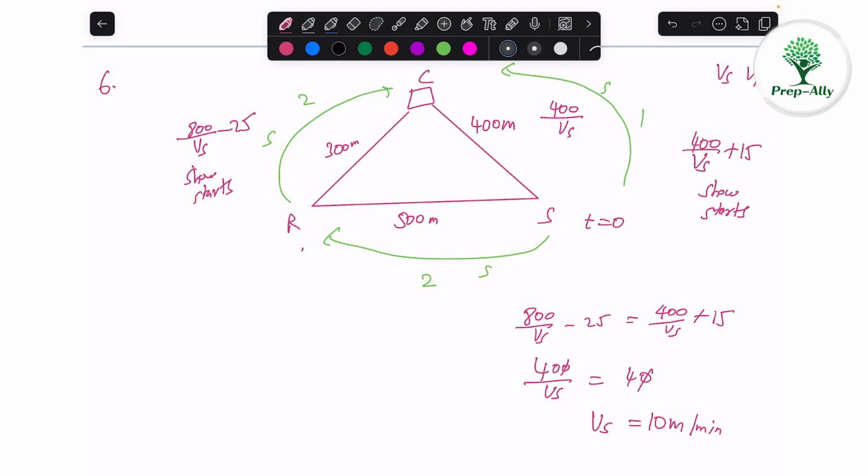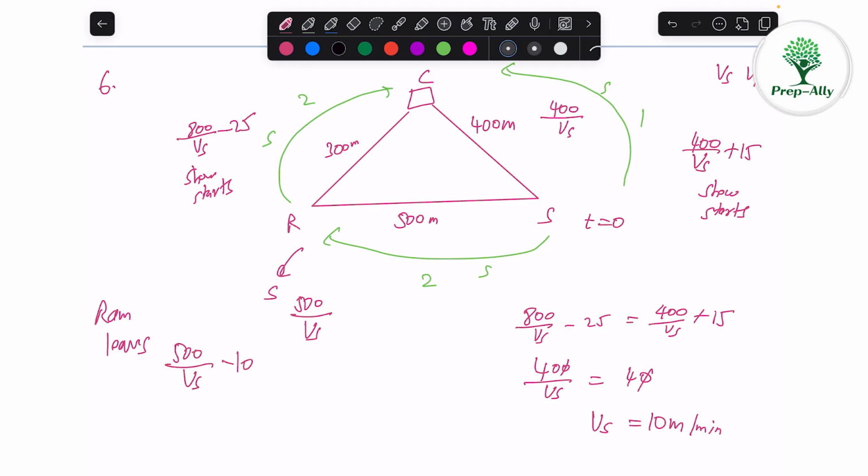Okay, now at what time will Sham come here? If he starts at t equal to 0, he will come at 500 by Vs time. And his mother told that Ram has left at 500 by Vs minus 10. So Ram leaves at what time in the clock? 500 by Vs minus 10.